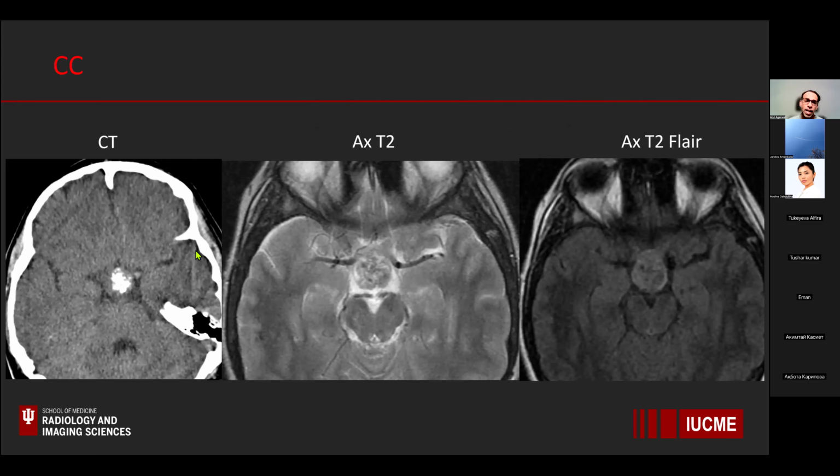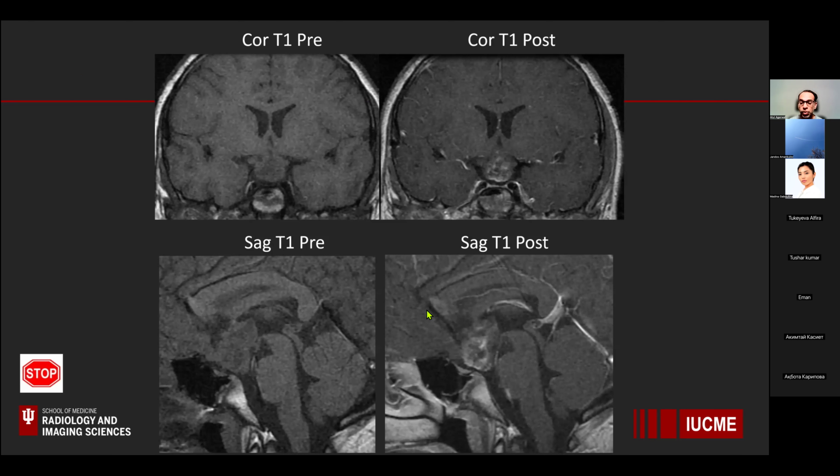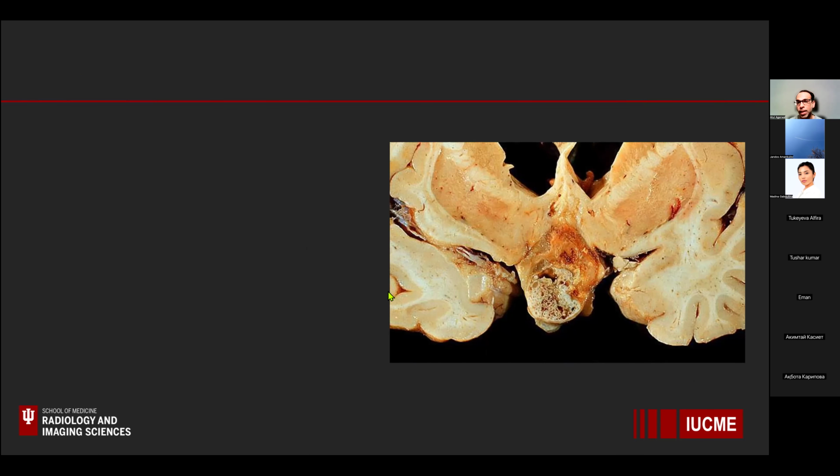This mass tends to calcify, and you can see a nice example on CT scan of a calcified lesion. This is a companion case, so it's a different lesion. Here's the lesion on T2 FLAIR, and once we give contrast, there's some heterogeneous enhancement you can see in the sagittal plane. My stop sign tells me that's the last example of this case, and this is a craniopharyngioma.